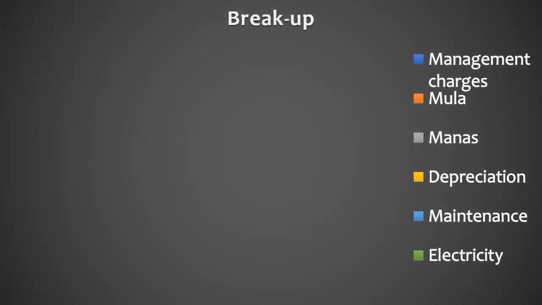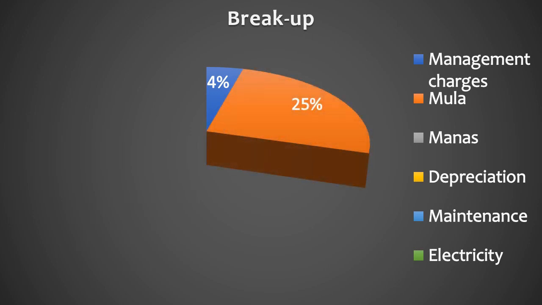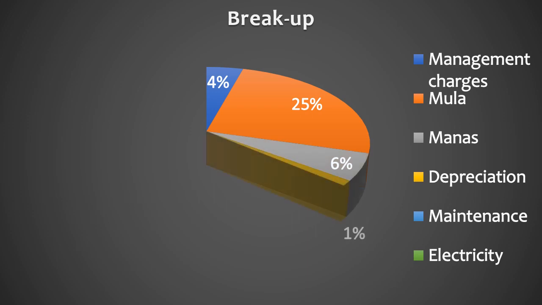Very broadly, the breakup of water charges is as follows. Management charges at the rate of 10% of all costs except electricity account for 4%. Lifting water from Mua River is 25%. Lifting water from Manas Lake is 6%. Depreciation on all equipment is around 1%.